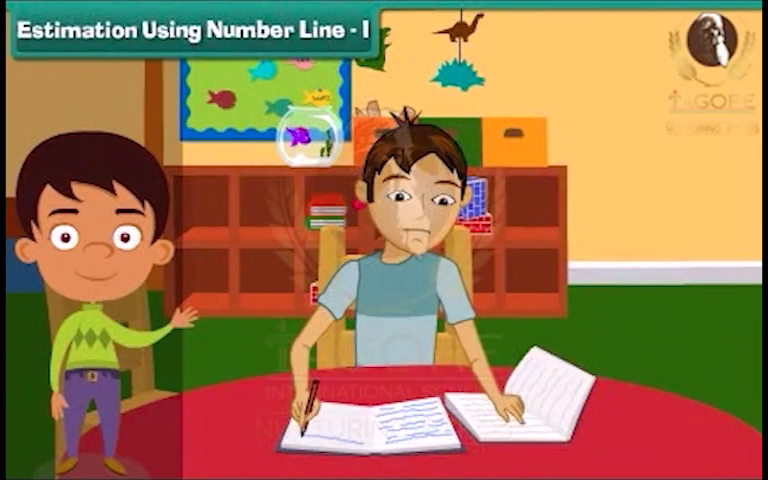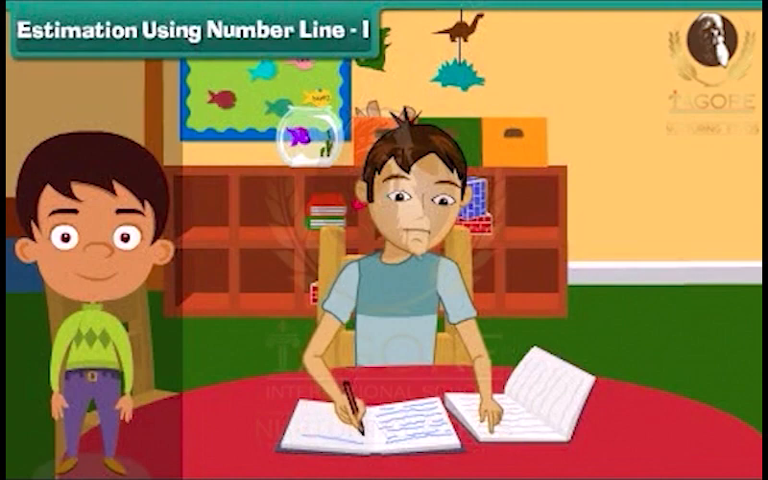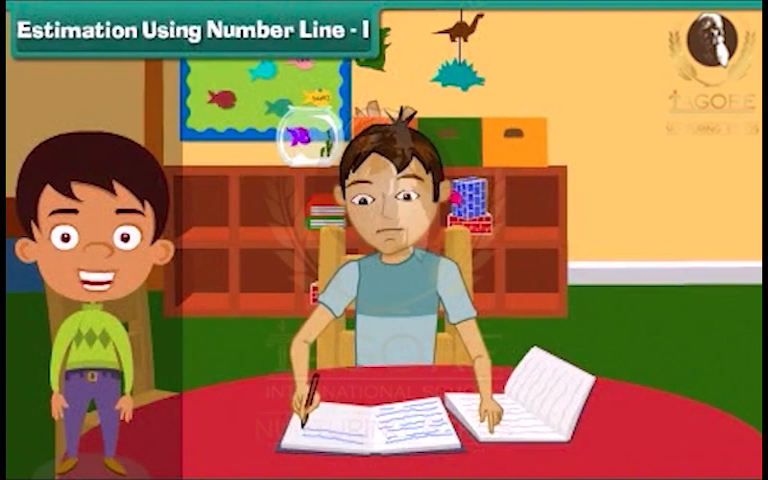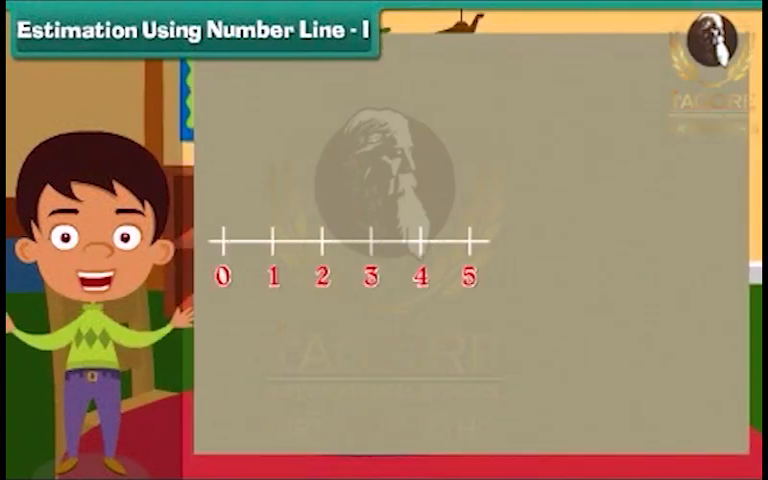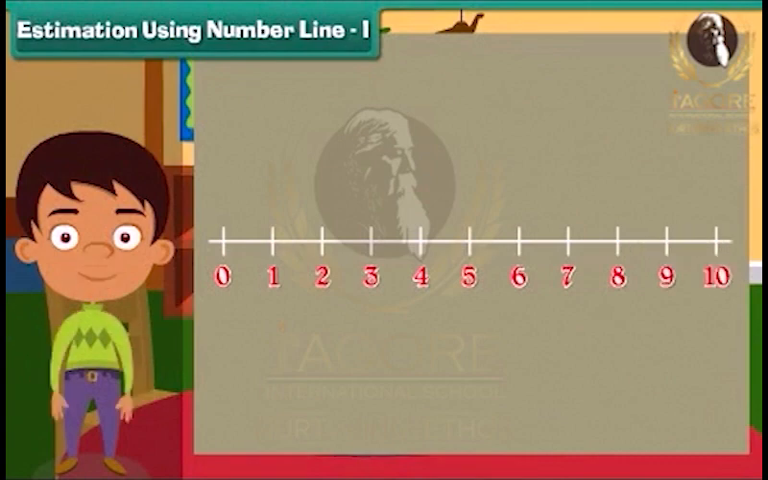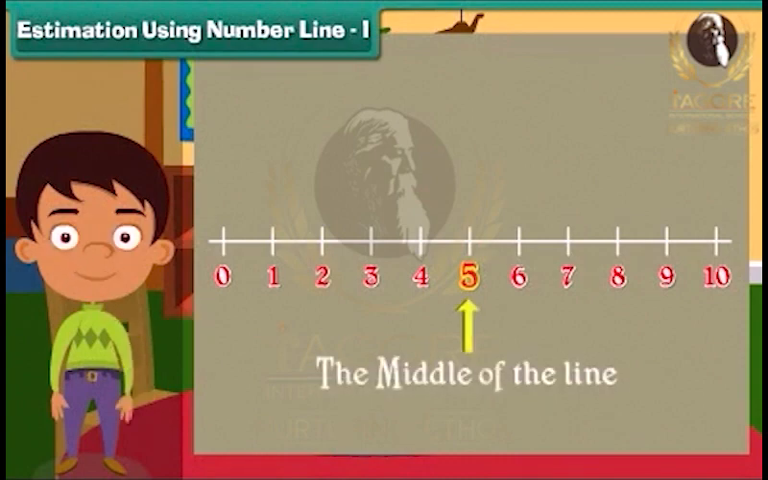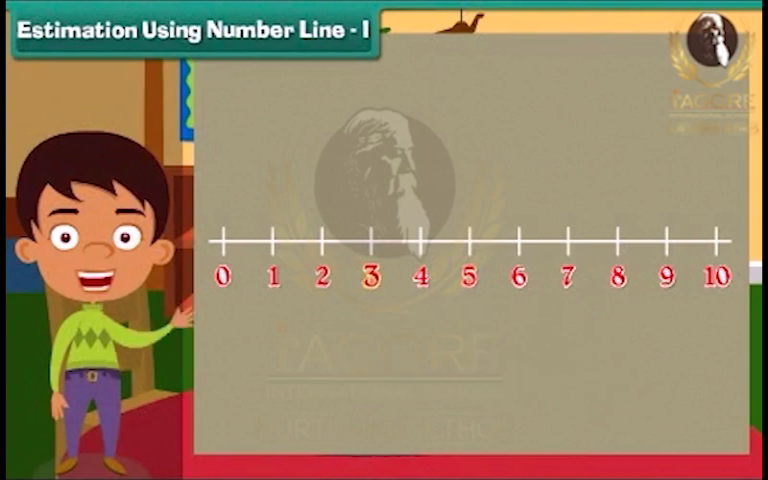Estimation using number line 1. Let us try something interesting. On screen you see a number line from 0 to 10. Can you guess the position of number 5 on this line? Yes, it will be in the middle of the line. The position of number 3 will be between 0 and 5, and number 7 will be between 5 and 10.